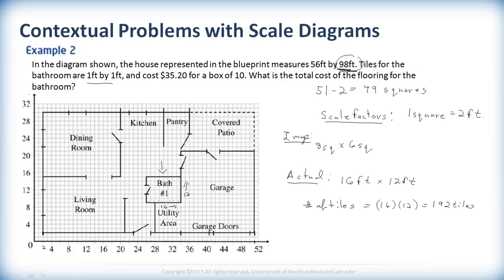Okay, so we got 192 tiles, and it says a box of 10 tiles costs $35.20. Well, they're probably not going to sell us 192 tiles. We're probably going to have to buy in boxes of 10. We're probably going to have to buy 200 tiles, aren't we? So 200 tiles is going to be 20 boxes. We're going to have some left over. So 20 boxes of tiles is what we're going to need here.